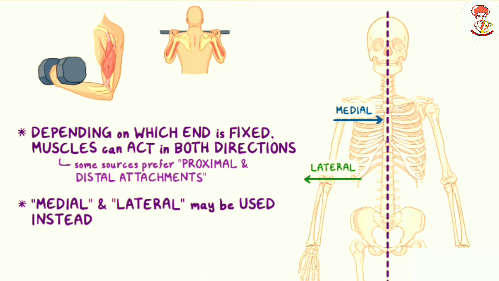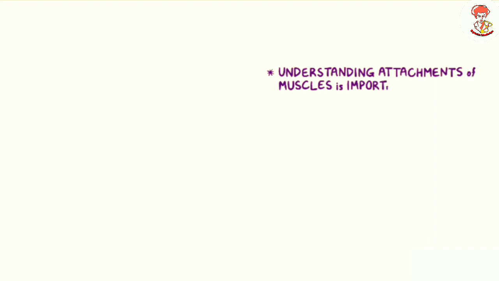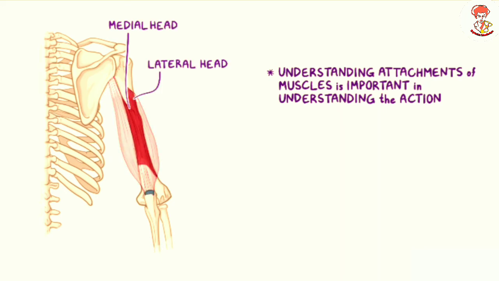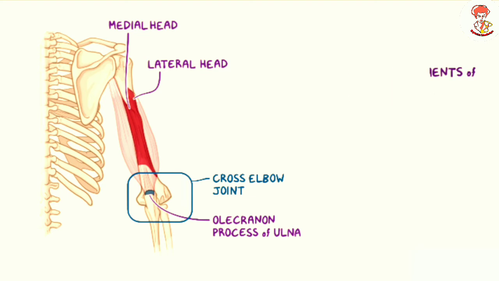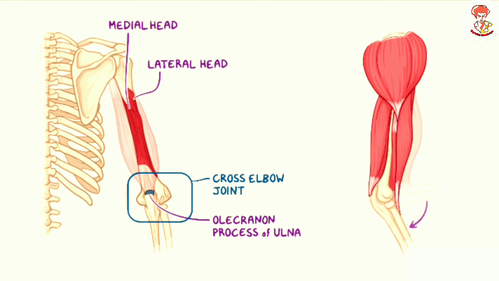Now, understanding the attachments of the muscle is important in understanding the action a particular muscle may have. For example, the medial and lateral heads of the triceps brachii originate on the posterior aspects of the humerus and insert on the olecranon process of the ulna, meaning they cross the elbow posteriorly. So when they contract, the muscle's belly is shortened to pull the insertion or distal attachment towards the origin or proximal attachment, which in this case produces extension of the elbow joint.